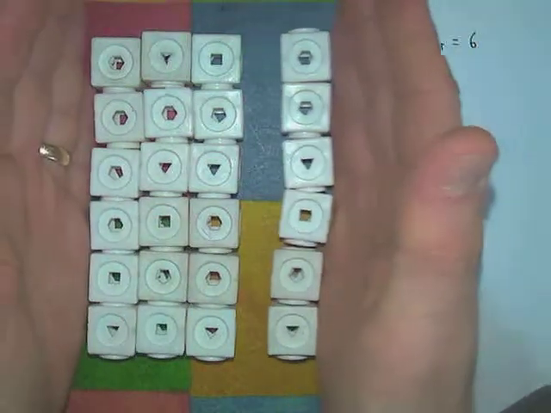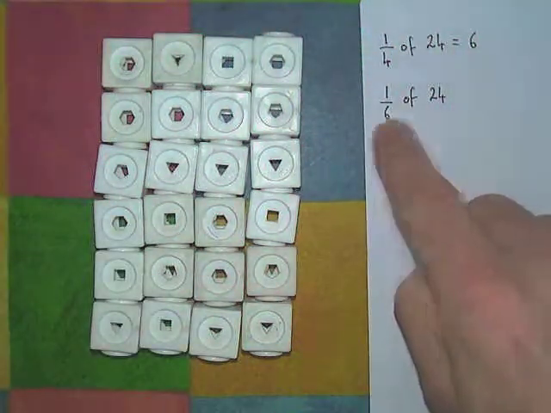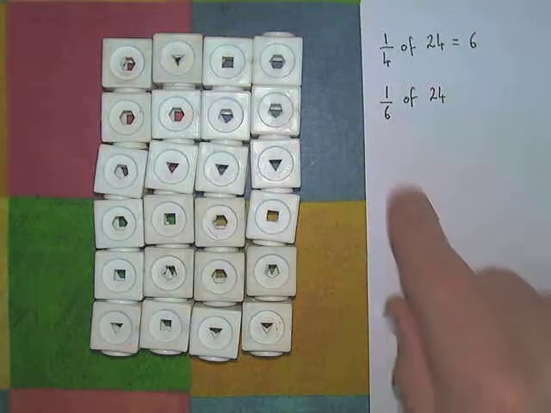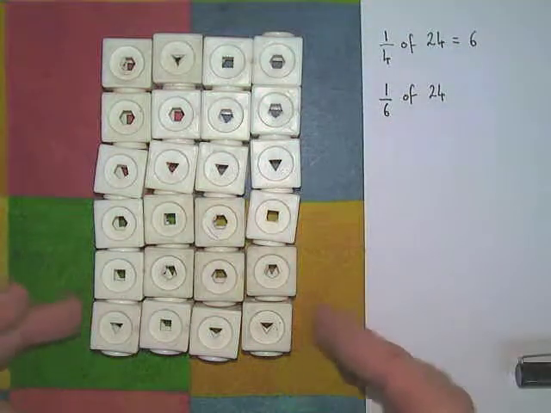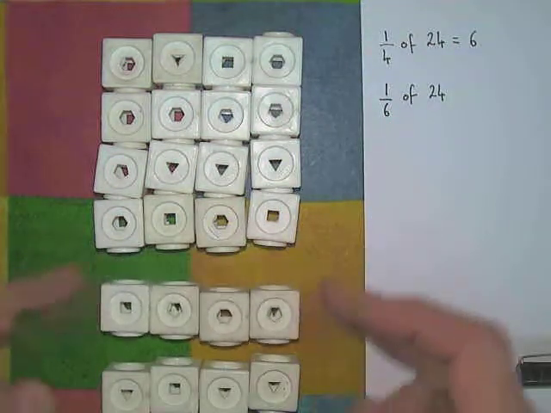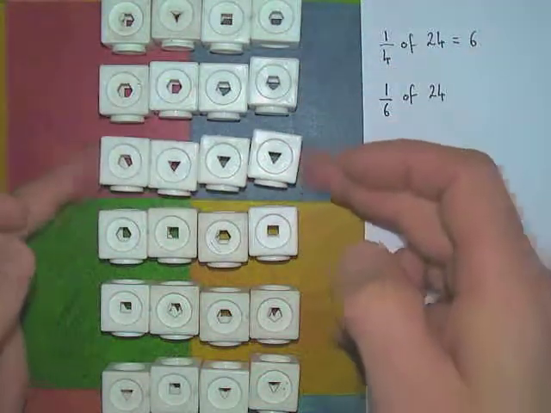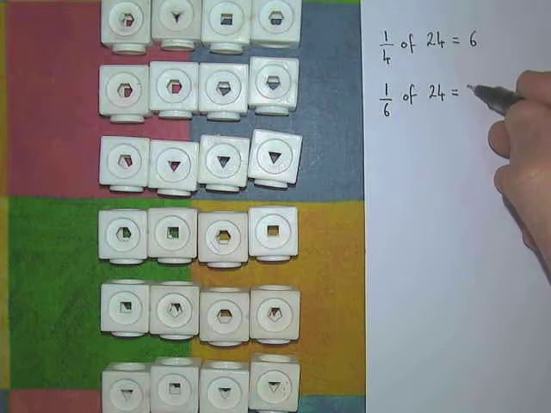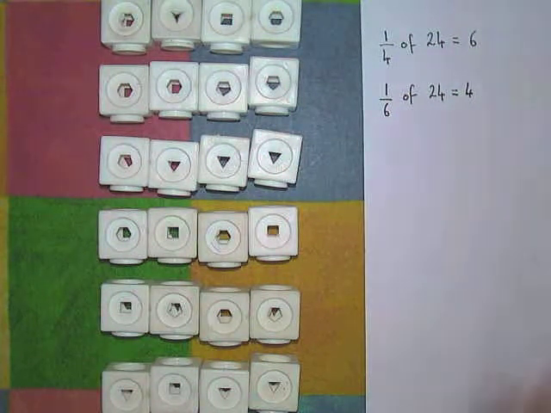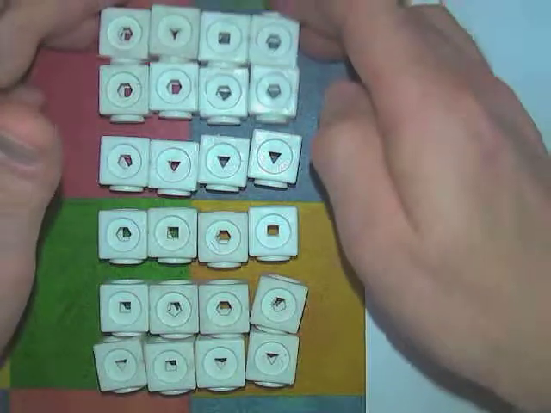Now, this particular arrangement of 24 also lets us work out what 1/6 of 24 is. Why is that? Well, if we do the divide first, 24 divided by 6 is 24 split into 6 separate piles. You can see that there's 4 in each pile. So 1/6 of 24 is 4. And if you know your times tables, then you know that 6 times 4 is 24, and the divide is easy.